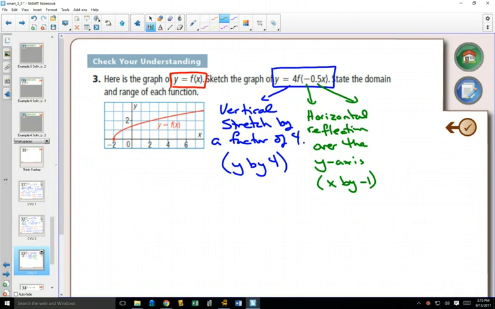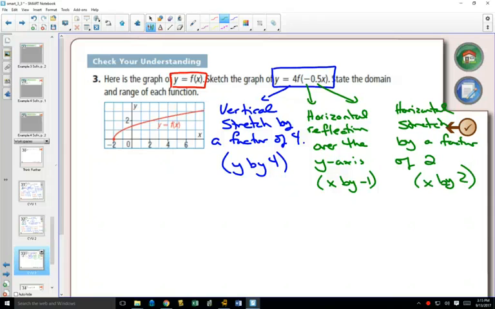And the 0.5, will that be a horizontal stretch or a horizontal compression? It will be a horizontal stretch by a factor of 2. So when we're talking about whether it's a stretch or a compression, we use stretch whenever we're multiplying by something bigger than 1. We use compression whenever we're multiplying by something less than 1. And these two, of course, can be combined, and you can just say, I'm going to multiply x by -2.